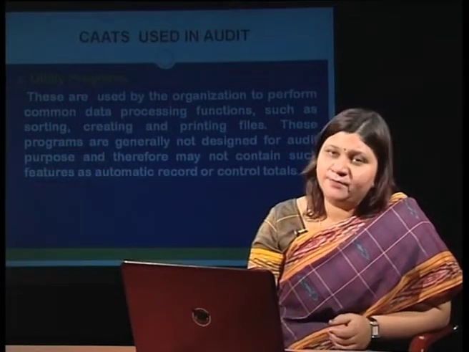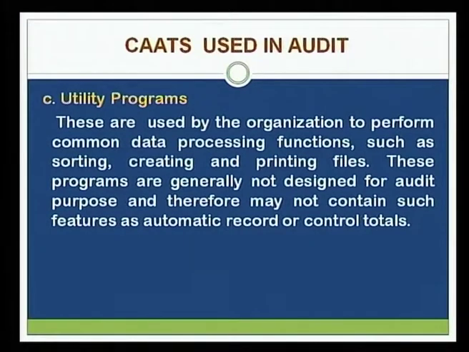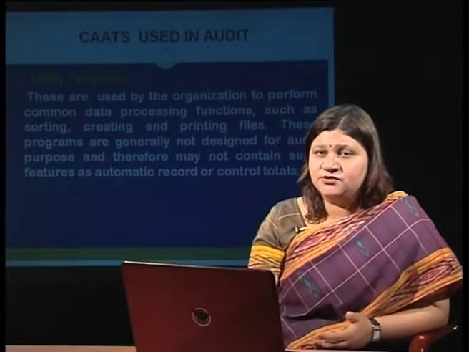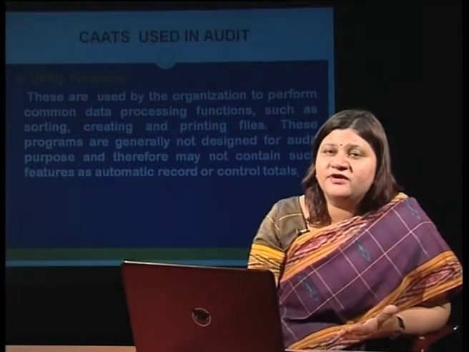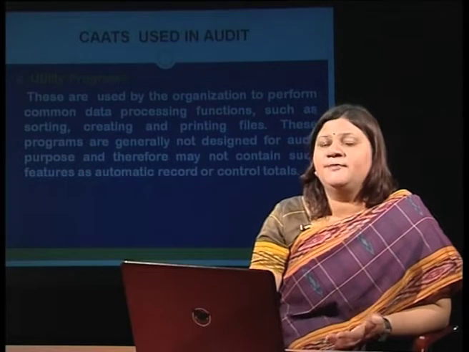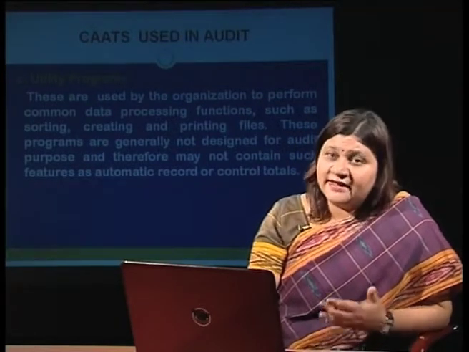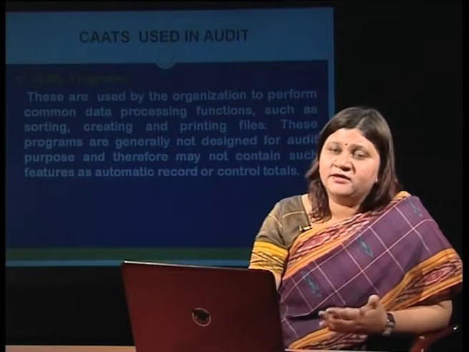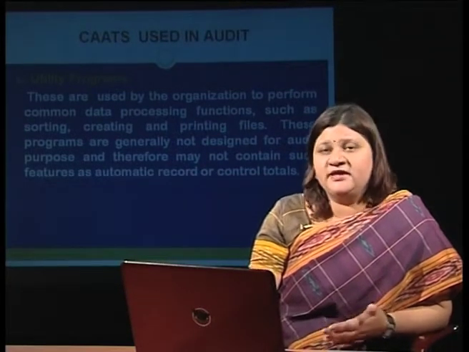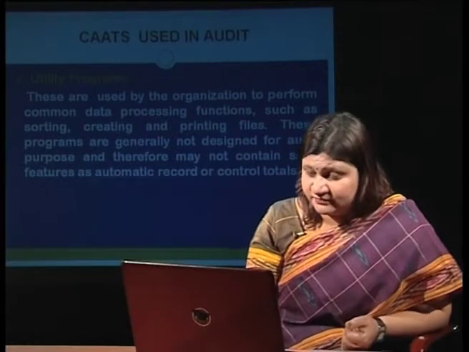The third one is utility programs. These are used by the organization to perform common data processing functions such as sorting, creating and printing files. These programs are generally not designed for audit purposes and therefore may not contain such features as automatic record or control totals. So, in all, there are many audit software which can be used by the auditor depending upon his need and the necessity for doing the audit with computer aided techniques in a computerized information system.